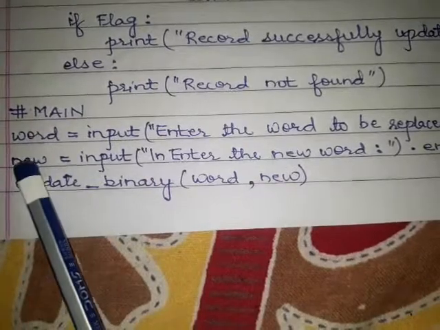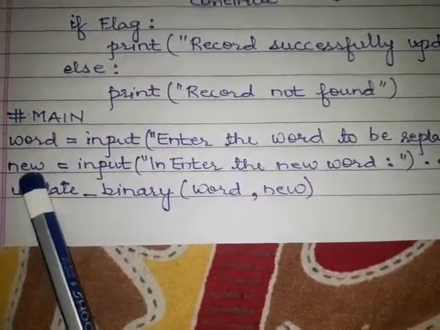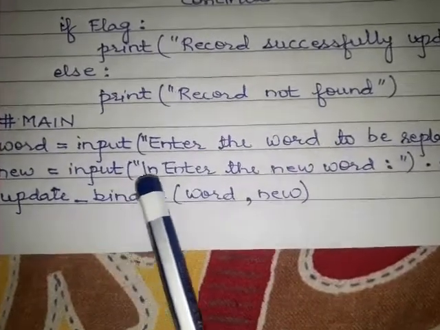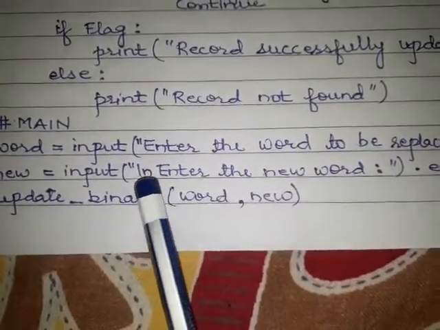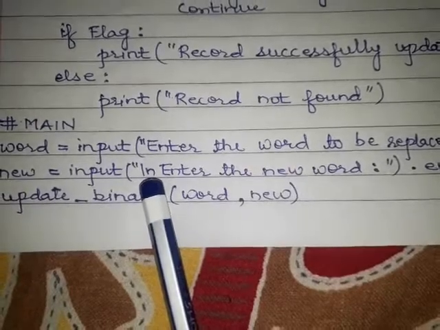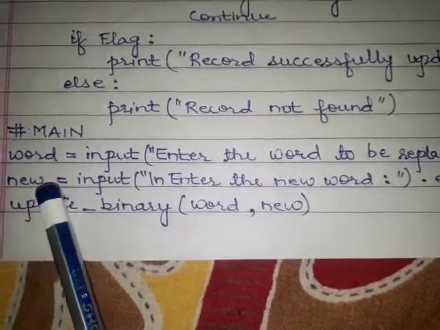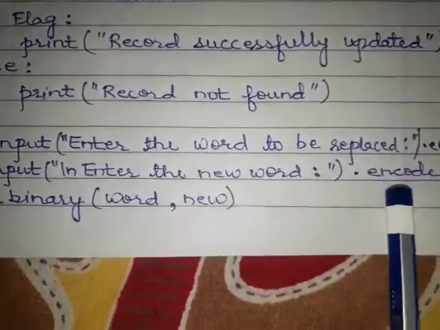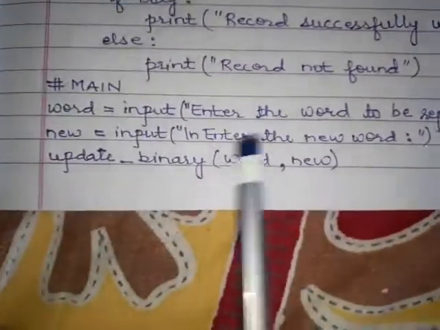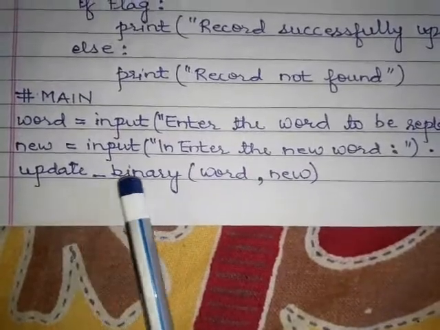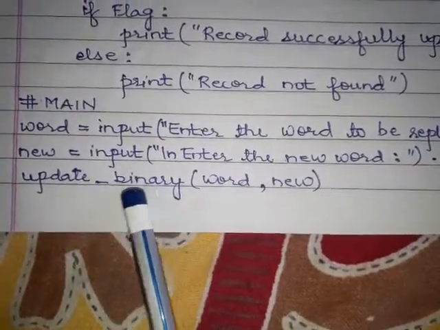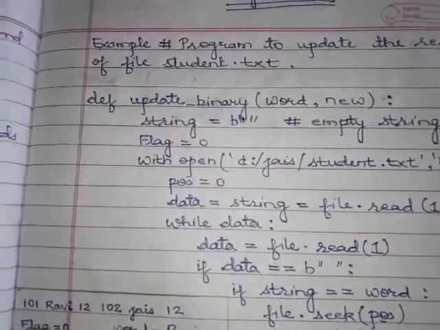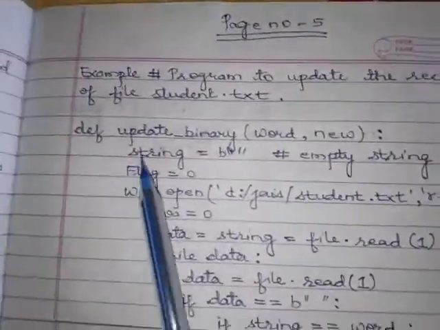Now the new word which is going to replace this old word is also to be given as input. This backslash n is not needed. If you don't want to put it here, no need. So if you want to replace the word Ravi, you can give the new name Kavi. Okay, it should also be encoded. Then we call our function update binary, which is update underscore binary new. Okay. Now let us see what this method will perform.